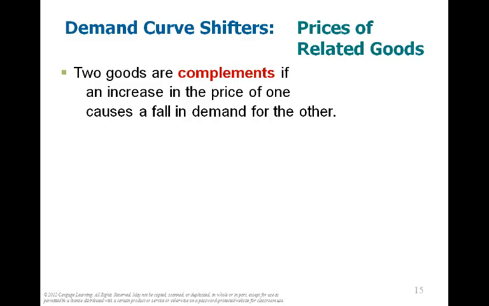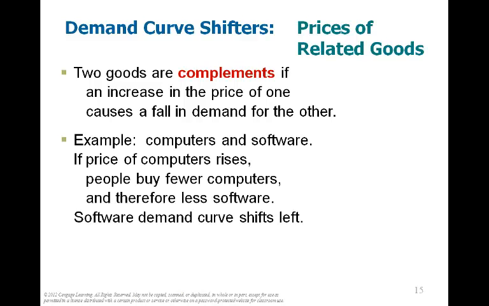So complements are things that tend to go together, things like ketchup and fries, golf clubs and golf balls, peanut butter and jelly. For example, if the price of computers went up, fewer people would buy computers and they would buy less software to go along with it. People tend to consume complements as a bundle. So if the price of one of the things in the bundle goes up, the price of doing the whole activity goes up, so people probably do less of both.